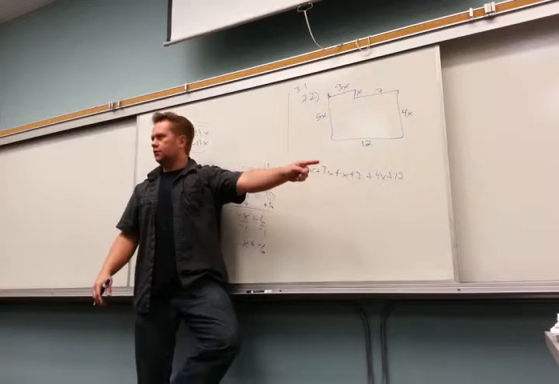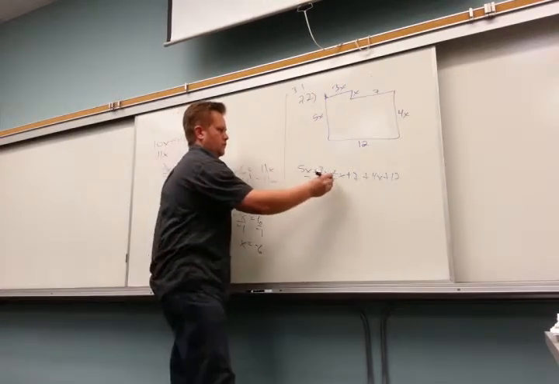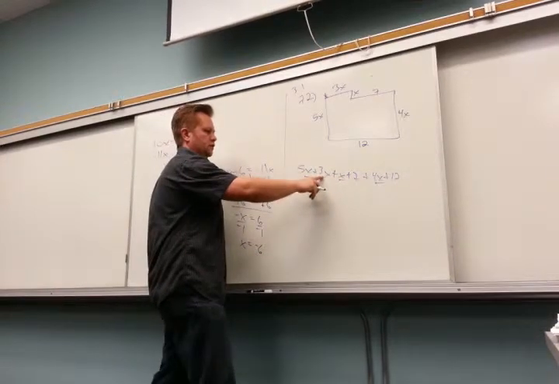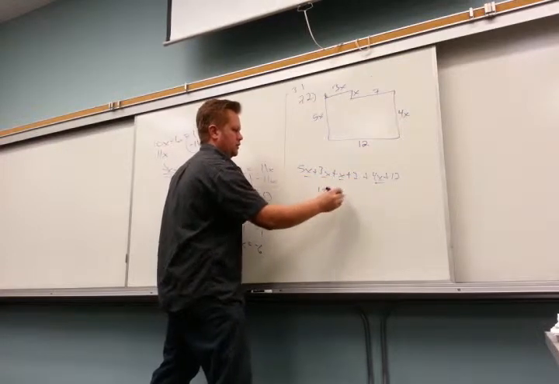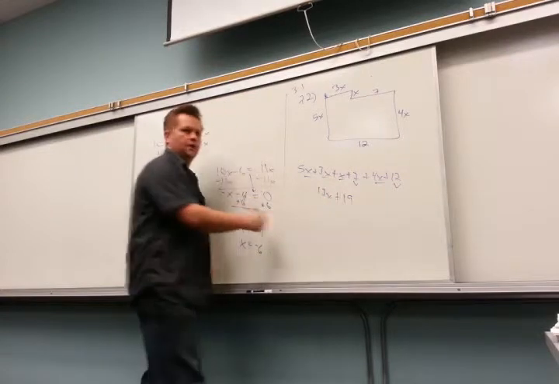So now it's just like terms, right? So what like terms can I put together? 5x, 3x, x, 4x, cool. All my x's, right? 5 of them, 3 more is 8, another one, another 4, 13x, and then my numbers, 7 and 12. Bam!